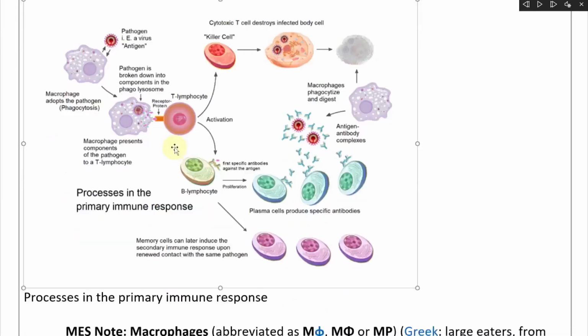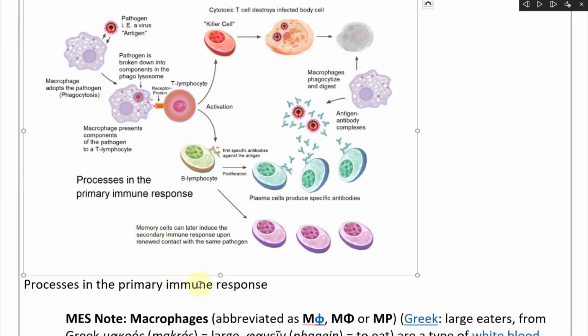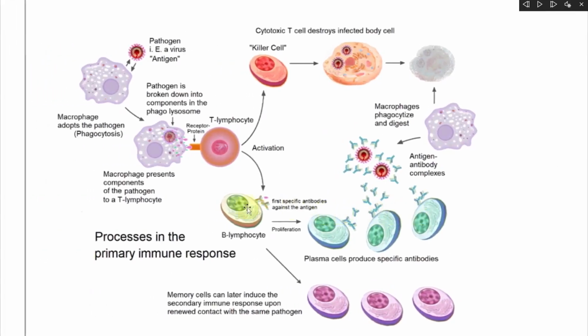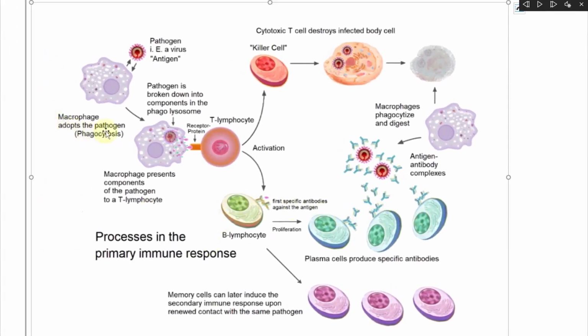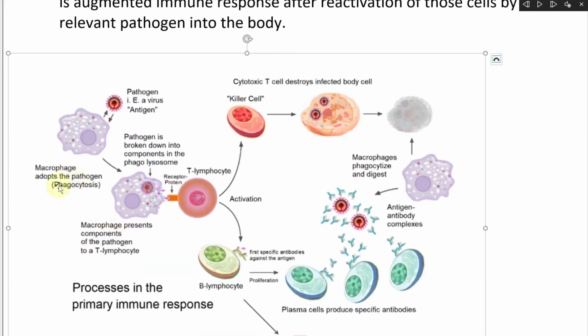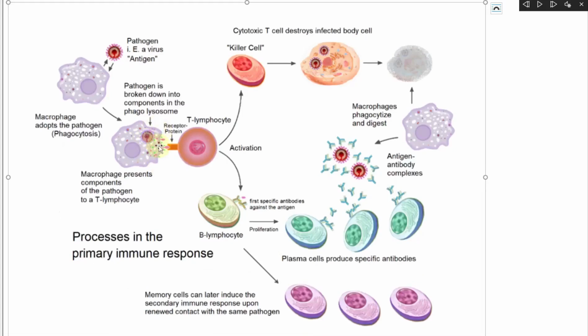So here is a diagram, processes in the primary immune response. Here's the whole setup of these processes right here. Let's zoom in. So what we have is the macrophage adopts the pathogen. This is phagocytosis. It's a large white blood cell, we'll get to that in a bit. Phagocytosis grabs this pathogen, i.e. a virus, quote, antigen, which generates antibodies. So it engulfs it. Then the pathogen is broken down into components in the phagolysosome. So put that inside there.